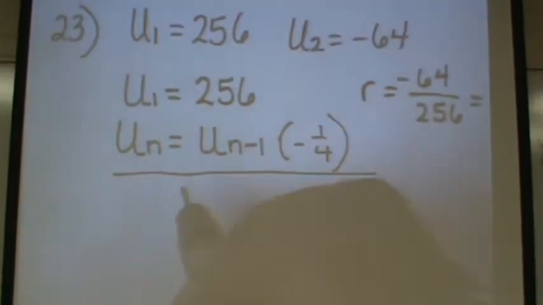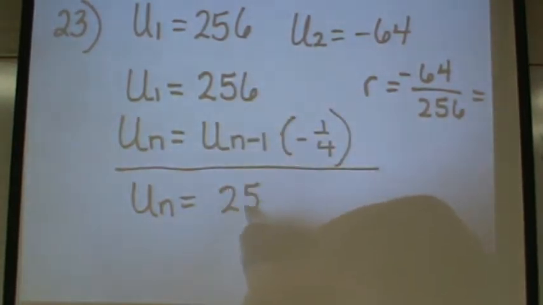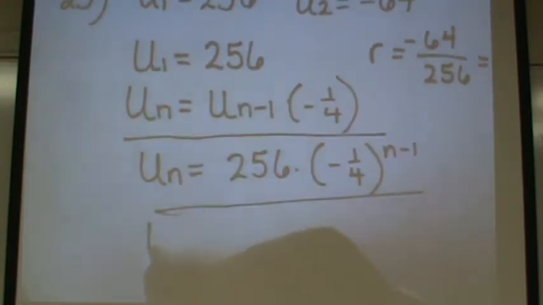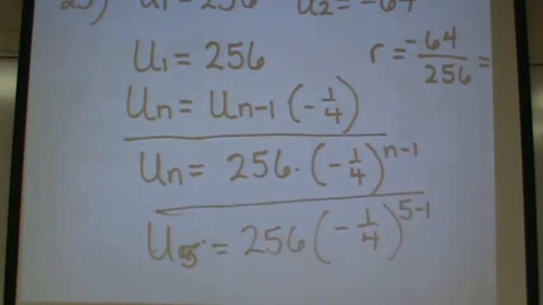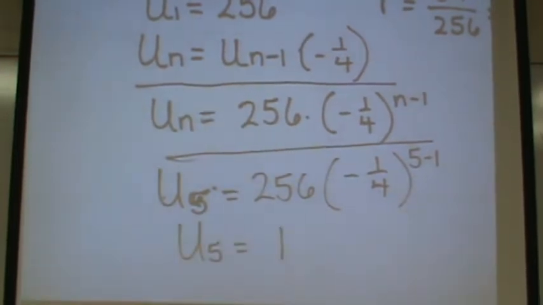The explicit formula is the first term times the R value to the n minus 1 power. And now to find the fifth term. We did the sixth in the previous problems: 256 times negative 1/4 to the 5 minus 1 power. And you should get, for this problem, the answer 1. U sub 5 is 1.